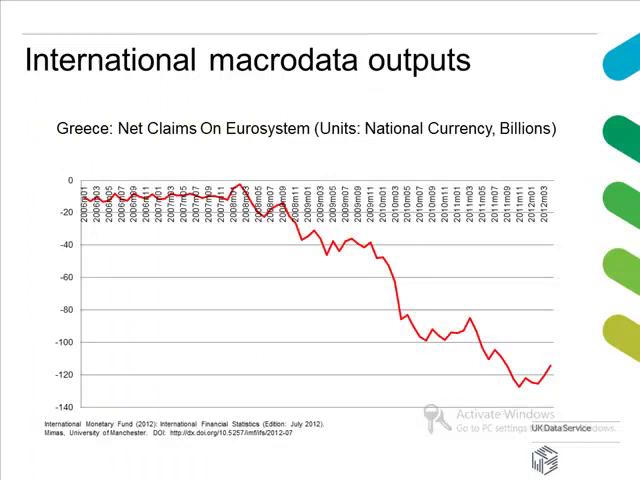Here's an example of some data from the IMF International Financial Statistics that shows net claims on the euro system. This shows the falling confidence in the Greek euro system banking crisis. You can download data, and this is what the chart would look like.